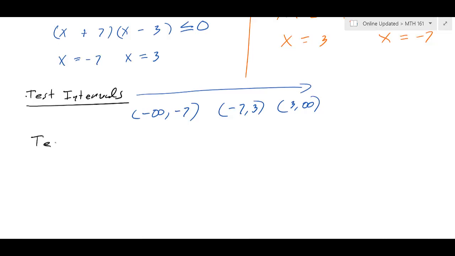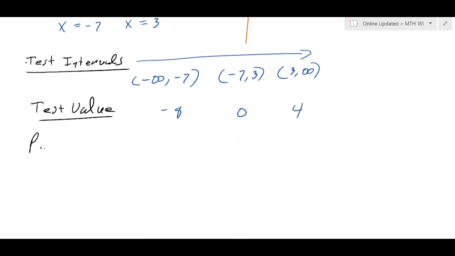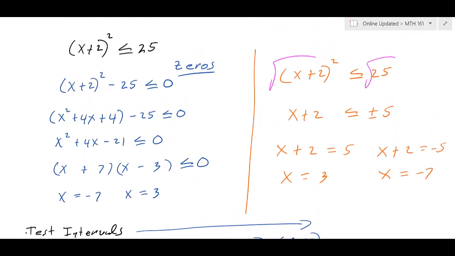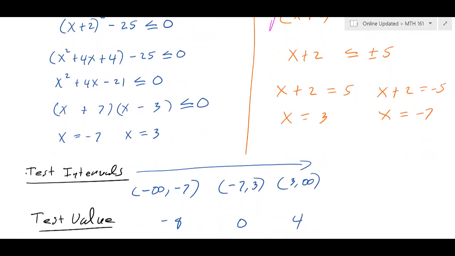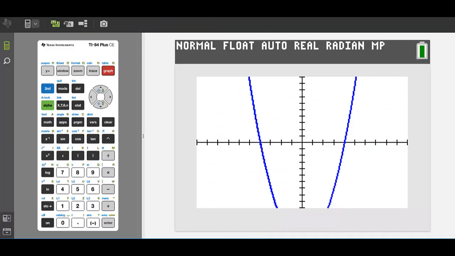And now we pick a test value. So I'm going to pick here a value of negative 8. And between negative 7 and 3 is 0, and something bigger than 3 is 4. And if we look at the polynomial value, then that means we're going to simply plug these numbers into the polynomial function. And once again, if you prefer, we can always go to the calculator.